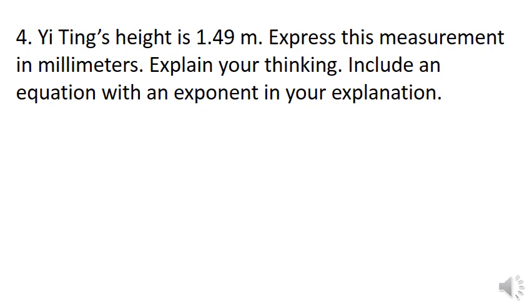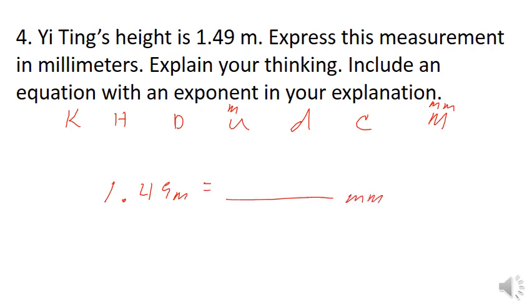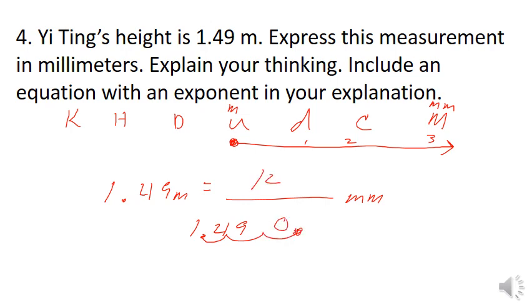Question 4. Yi Ting's height is 1 and 49/100 meters. Express this measurement in millimeters. Okay. So let's do the King Henry doesn't usually drink chocolate milk. And we know millimeters is over here and our meters is here. So it says that we have 1 and 49 meters, and they want us to convert that to millimeters. So I'm at meter, I'm going to millimeters, which is 1, 2, 3 away. So if I have that 1 and 49 and I'm moving 3 positions in the direction of the arrow, 1, 2, 3, that's 1490 millimeters.